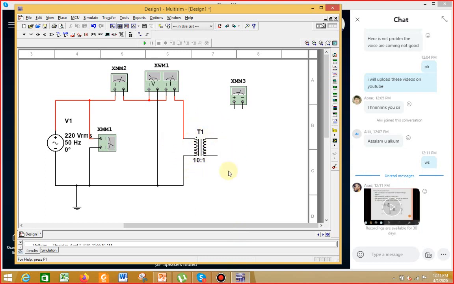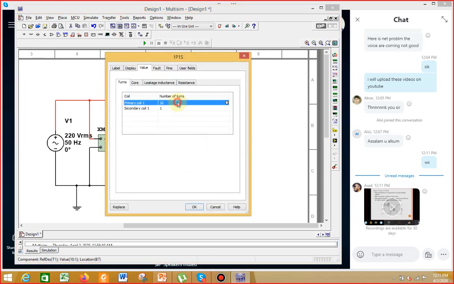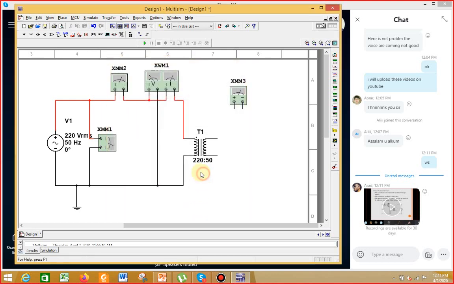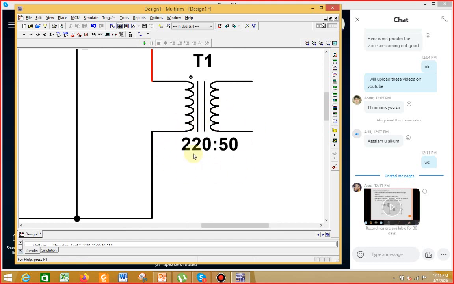We also have to configure our transformer. So just double click on this transformer and then you can see the values. As you know, the primary for the open circuit test will be 220 volts and the secondary will be 50. When we configure the number of turns, we are actually configuring the voltage for primary and secondary in multisim. Click on OK, and now you can see 220 to 50 ratio.